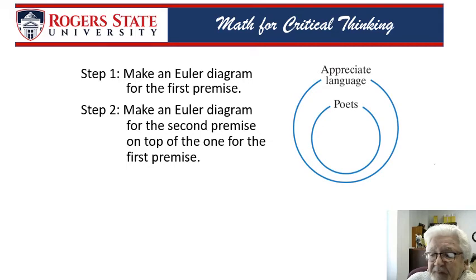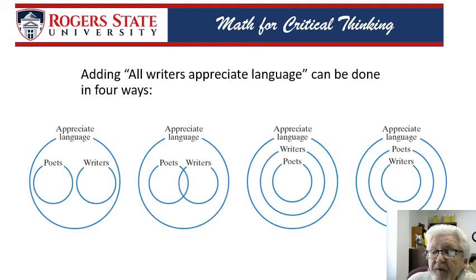Now let's look at the next set. All writers appreciate language can be done in one of four ways. Either this one, here's all the people who appreciate language, and here's the poets, and here's the writers. Now, it could be that there's some writers who are also poets, so they live in this world. So we could put them right in here. Now here it says all poets are writers. This one says all writers are poets.